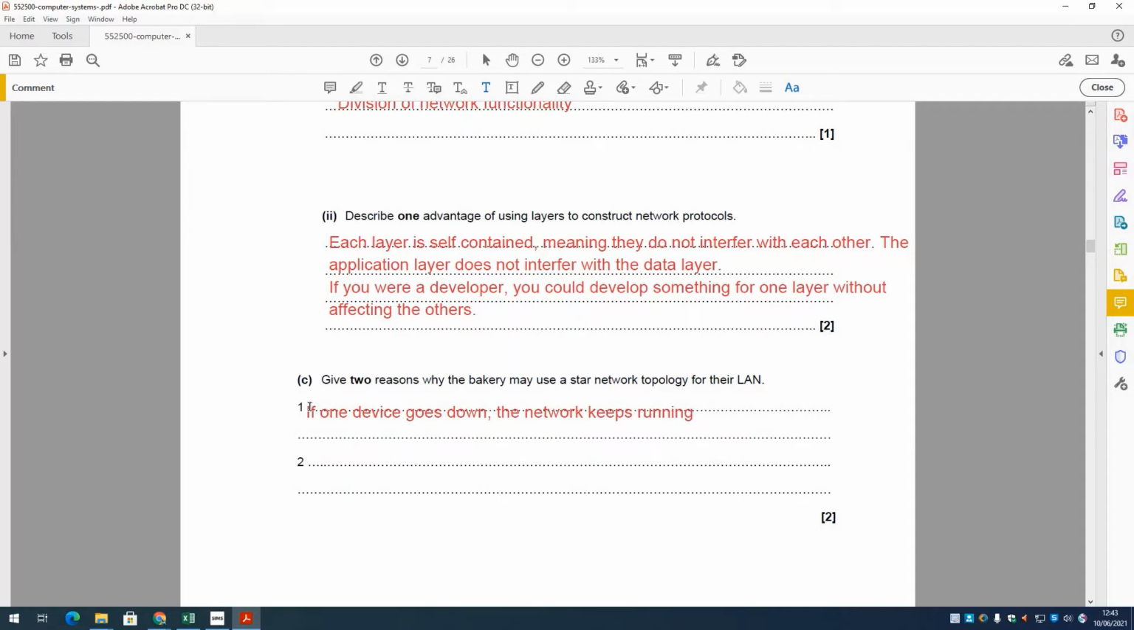Another advantage of the star network is that when data is being sent, because there's basically only one path for each device, you get far fewer collisions of data, because data collides less. Okay.